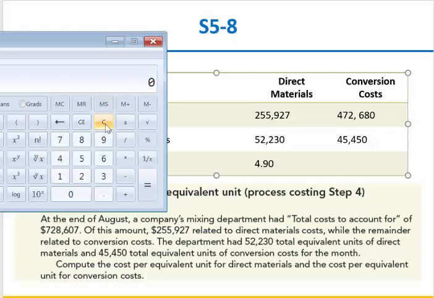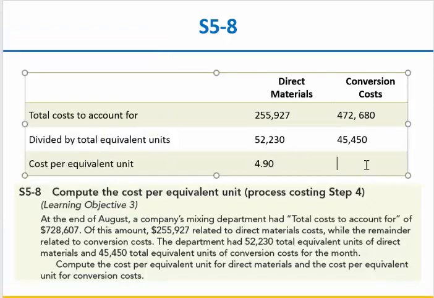Next, I'm going to divide 472,680 by 45,450. I get $10.40. Alright, so that's what I have here for this particular objective. I will talk about learning objective 4 in the next video lecture. Thank you for watching.